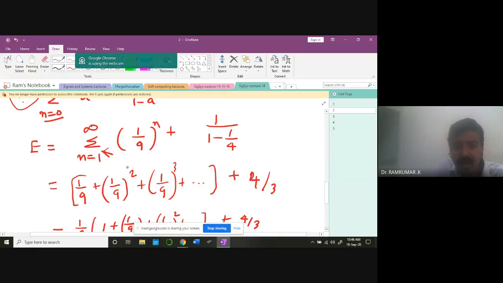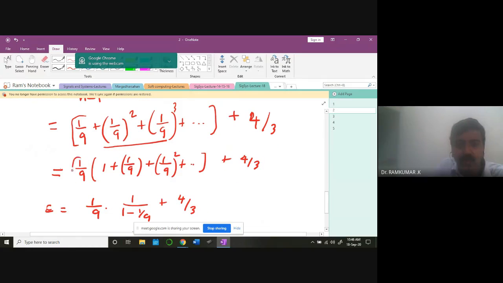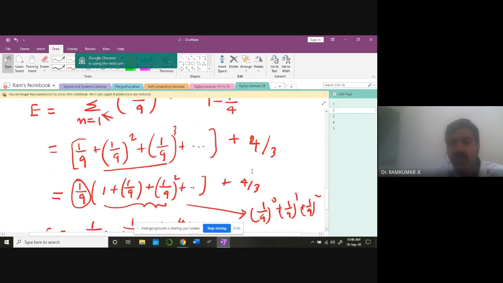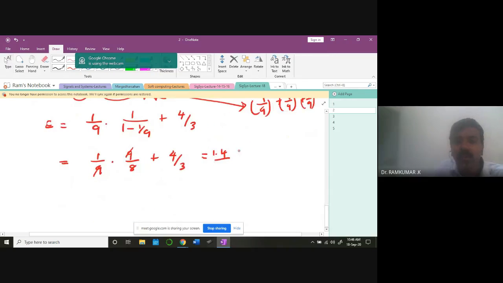I'm going to have 1 by 9 square like this. Then take 1 by 9 outside. It's going to be 1 plus 1 by 9. What is this? This is nothing but a summation series: 1 by 9 to the power 0 plus 1 by 9 to the power 1 plus 1 by 9 to the power 2. So that is nothing but 1 by 1 minus 1 by 9. This I already computed, 1 by 1 minus 1 by 4, it's going to be 4 by 3. This is the energy value. You can compute this and see what the value is.